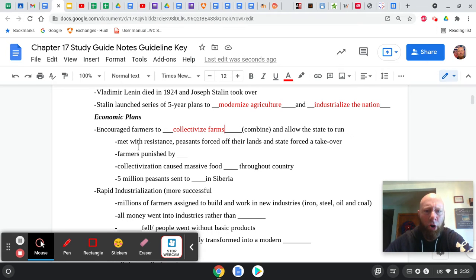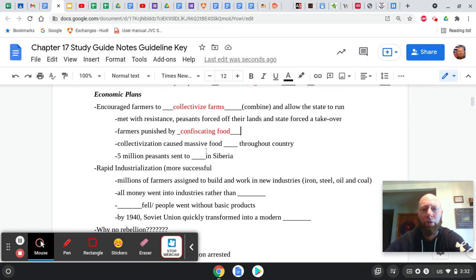Farmers who refused were punished by confiscating their food. So any crops that they did have were just going to be taken by the state. And as we'll see, the downfall of communism starts to show here as people stopped working. Farmers stopped farming. What's in it for me if I'm not going to profit from my hard work? So this is going to cause massive food shortages throughout the Soviet Union.